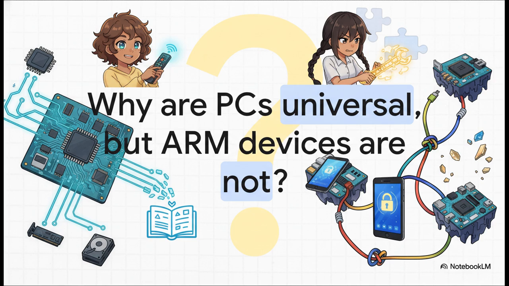Why is it that the PC you build yourself or buy from any old brand just kind of works with almost any OS you throw at it, while ARM devices, your phone, your tablet, that shiny new dev kit, are all their own little locked-down islands? The answer lies in two competing philosophies for how a computer should understand itself.